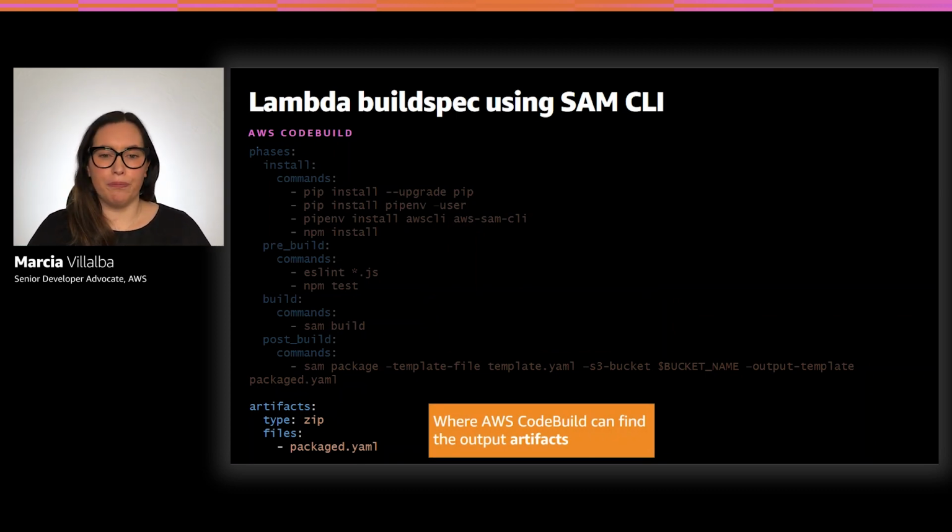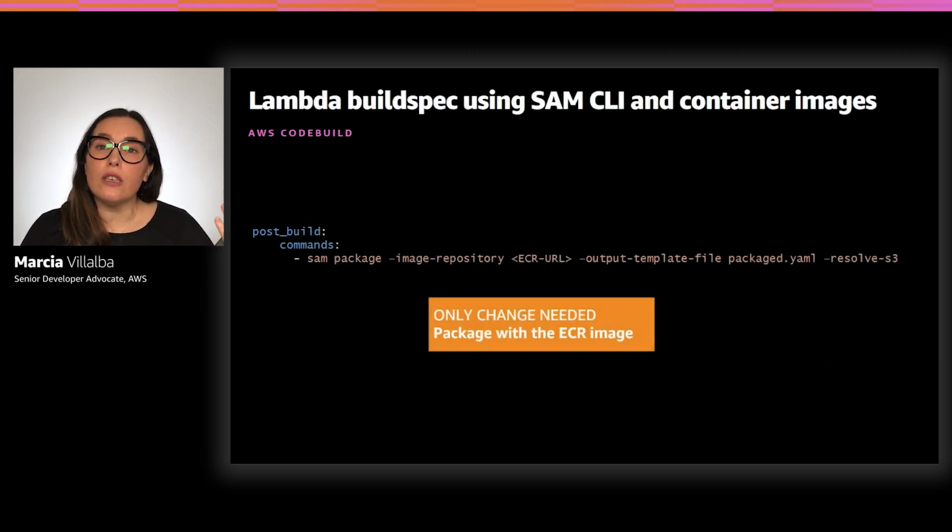different environments. If you're using container images, the only change that is needed is to change the SAM package, that instead of using S3, you are getting the code from the image repository. So that's the only change you need to do.